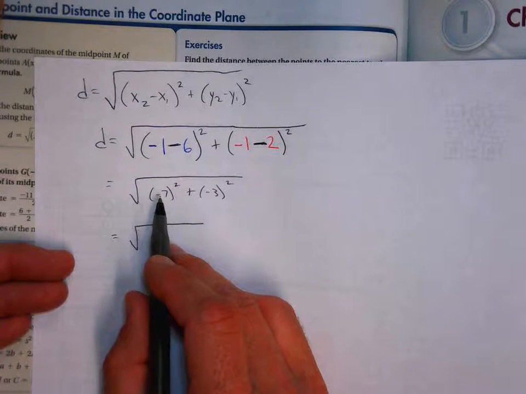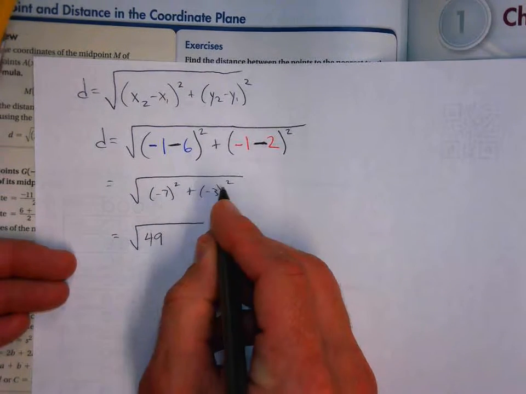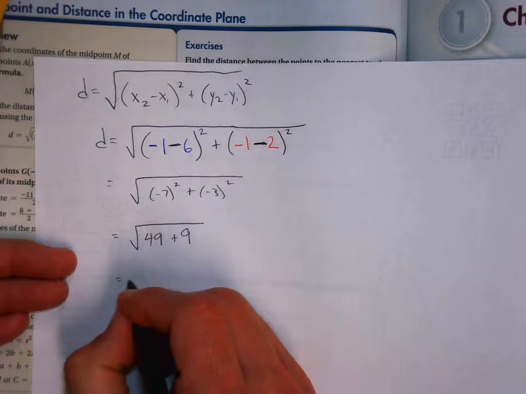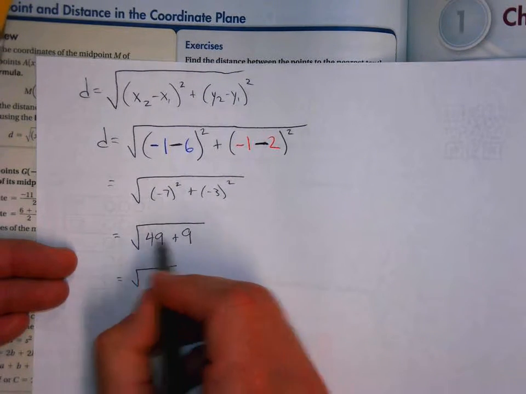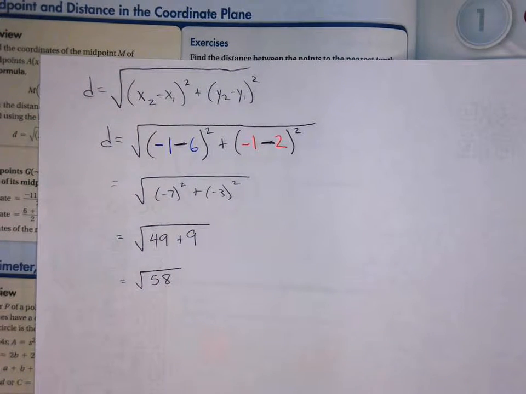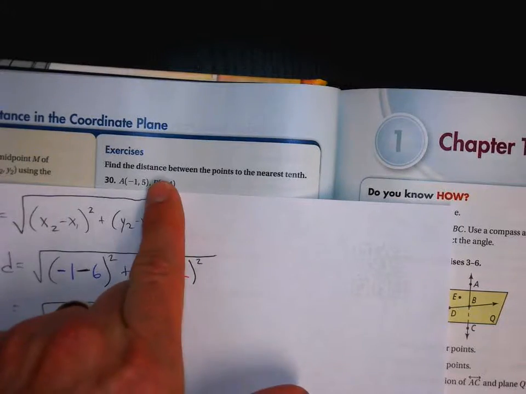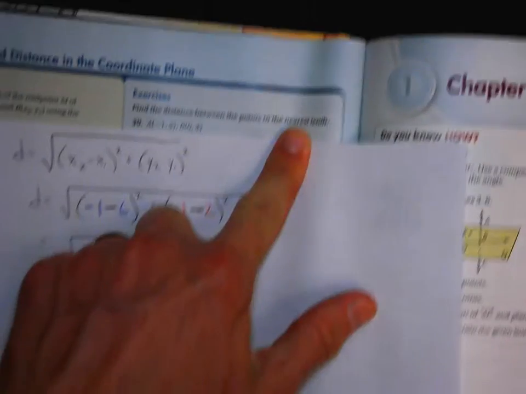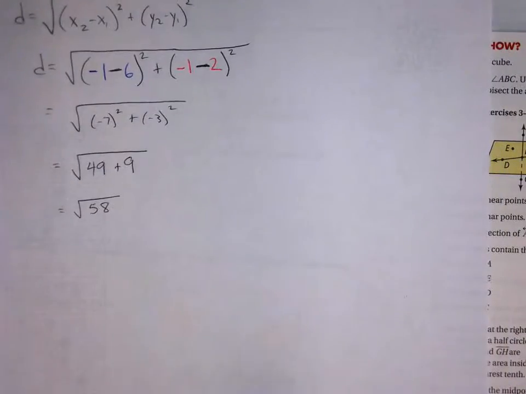So negative 7 times negative 7 is positive 49. Negative 3 times negative 3 is positive 9. And so we end up with the square root of 49 plus 9, which is 58. Now we have to pause for a second because the instructions were to find the distance to the nearest tenth. The nearest tenth. Do you know your places?